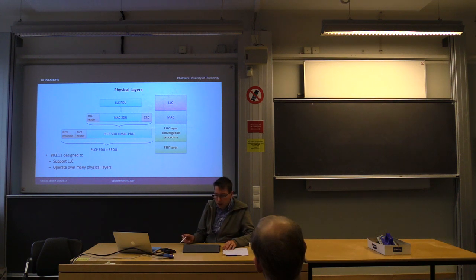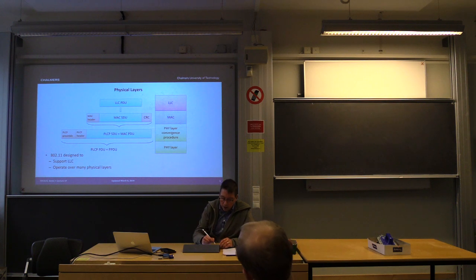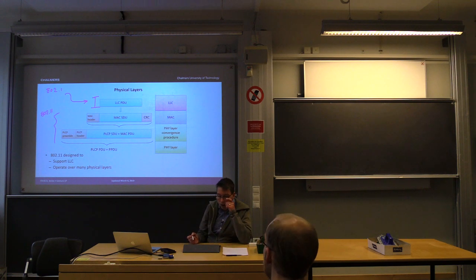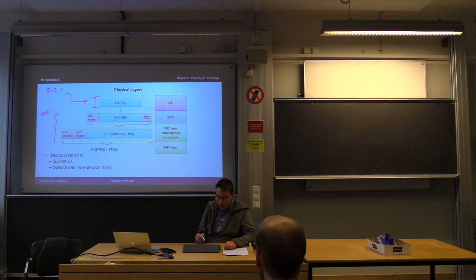So in 802, we always have the link layer is LLC. 802.1 is it right? Is LLC, and then below here we can have different types of 802. 802.3, which is Ethernet, but in this case it's .11, right?